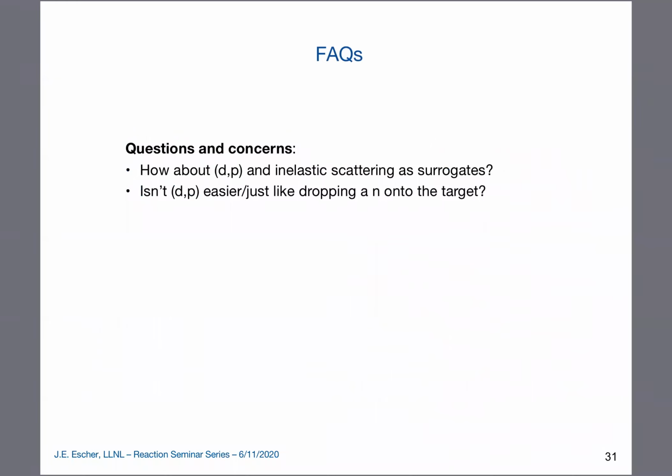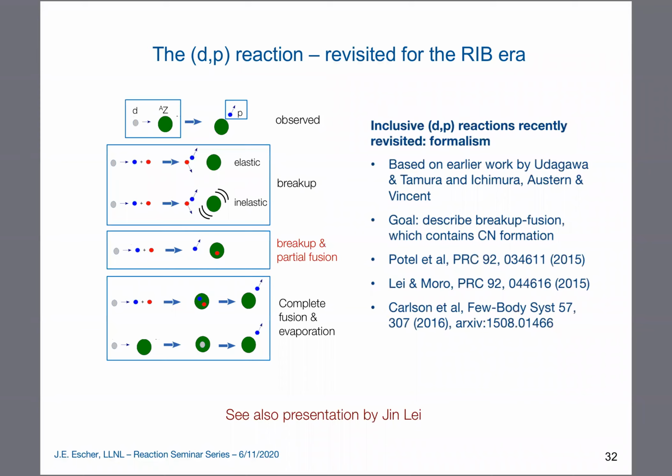Okay, so I talked about PD. What about DP? Isn't that simpler? Well, I don't really have to say much about it. When you use the DP reaction, you might think you're much better off because you drop a neutron on the nucleus. But if you have listened to Jin Lei's talk, then you know breakup is a complicated reaction, and you have to think about many different contributions.